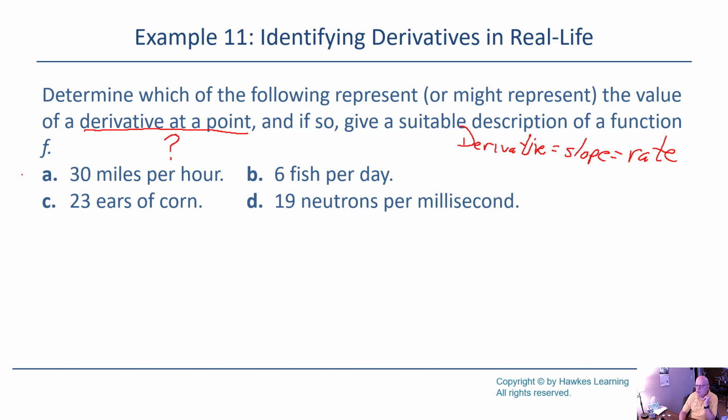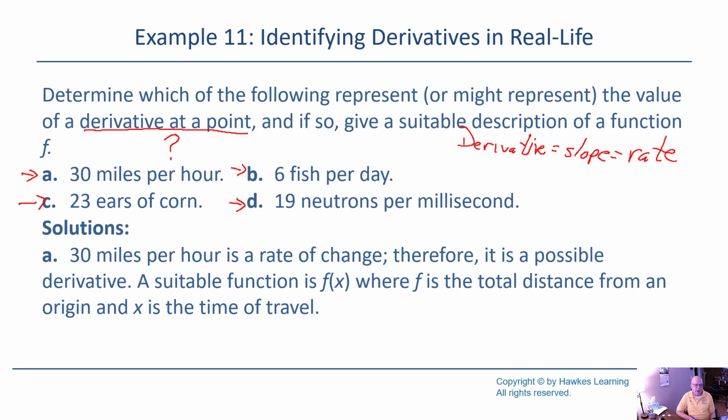So, on the first one, could this be represented by a derivative? Is it a slope? Is it a rate? You got your answer down? Part B, fish per day. Could that be a derivative? C, 23 ears of corn. Could that be a derivative? And last, put your answers down. 19 neutrons per millisecond. Could that be a derivative at a point? You got your answers down? Let's check it out.